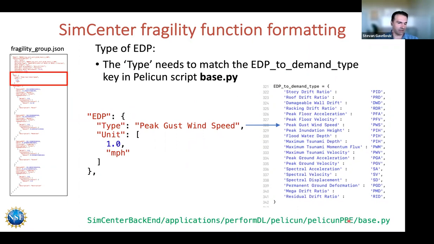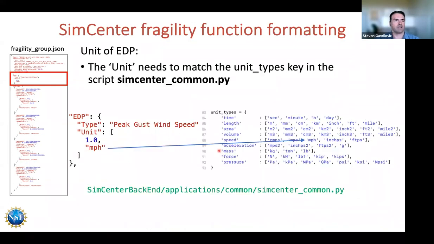Again, this code can be found on GitHub, or it's also bundled with R2D in the backend applications performDL Pelican folder. So if you're thinking, this is a type, what type of EDPs can I use? How does that tag look? You go here and you can figure that out. And also similarly for the unit of the EDP, it needs to match the unit type keys that are sitting in the SimCenter common.py script. So here it's simple, miles per hour, I go to speed, I find it, and you could use these different tags to assemble the EDP part of your fragility group.